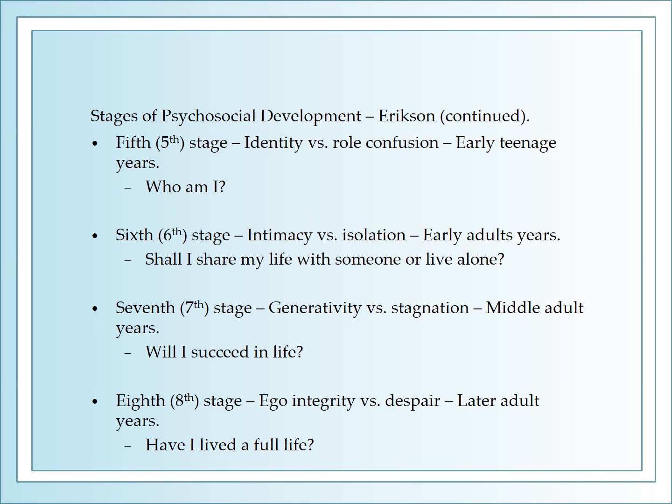The sixth stage, intimacy versus isolation, occurs in the early adult years. Big question, shall I share my life with someone, or do I want to live alone and just take care of myself? Do I want to have a family? How many kids do I want to have? The seventh stage is generativity versus stagnation. This occurs in the middle adult years, such as middle-aged. People begin to question, am I being successful? Will I be successful in life?